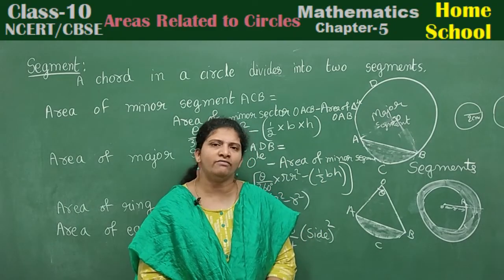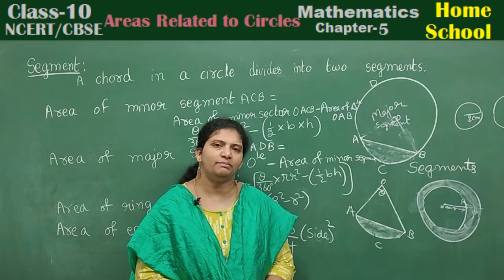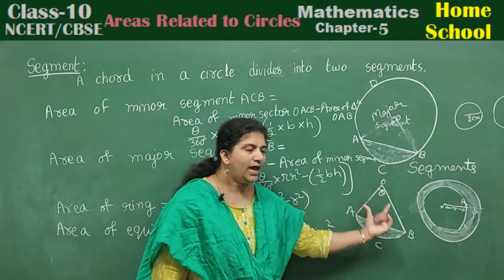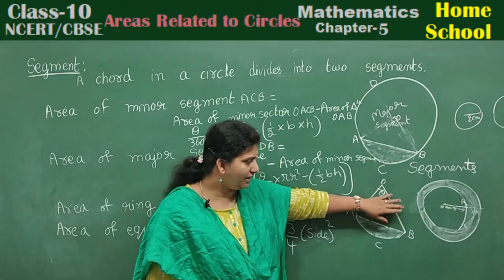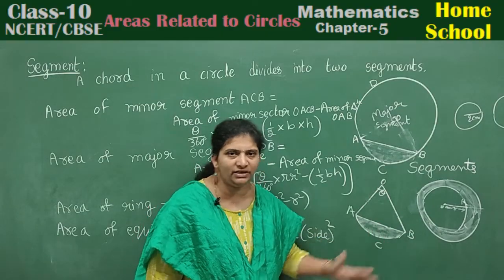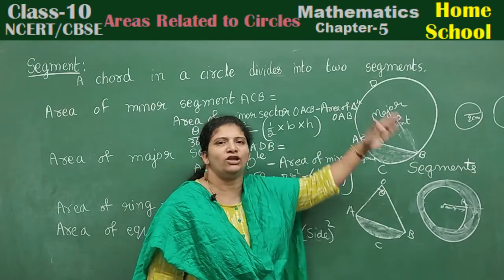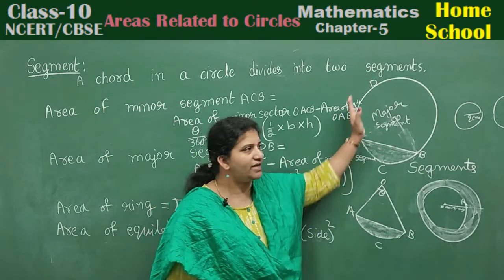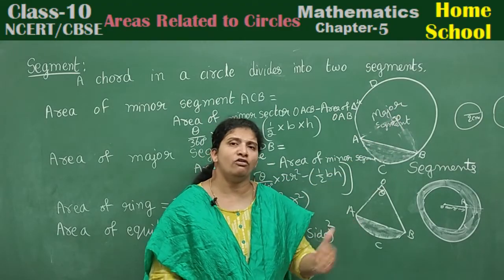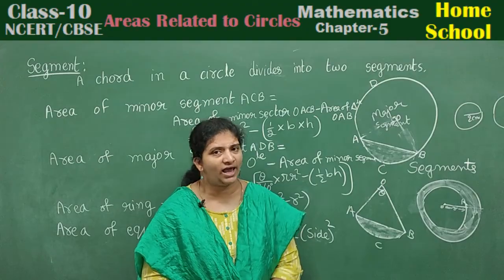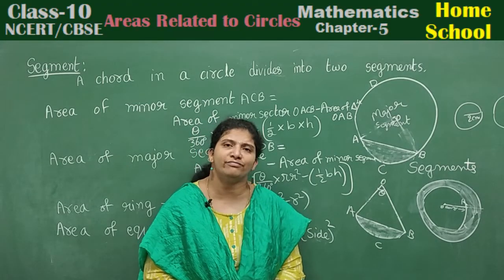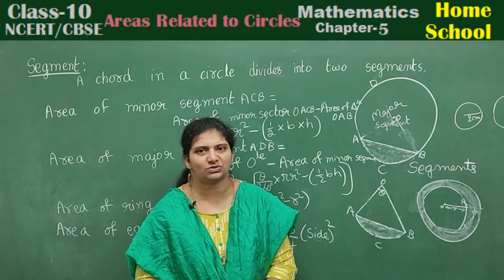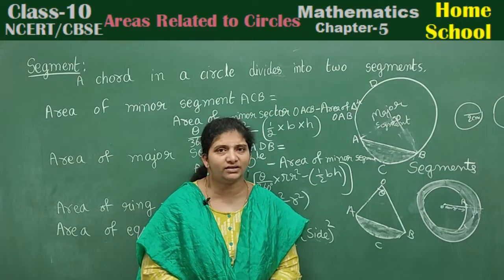Next, segment. A chord divides a circle into 2 parts. Minor segment, major segment. Area of minor segment, how are we going to calculate? Area of minor sector minus area of a triangle will give you the minor segment area. Major segment, in the area of a circle, if you remove the minor segment area, you are going to get the major segment area. And area of a ring, pi capital R square minus small r square. Area of a triangle, half base into height. Area of an equilateral triangle, root 3 by 4 into side square. These are all the formulas we have learnt in this session.